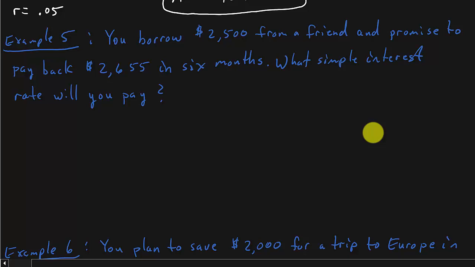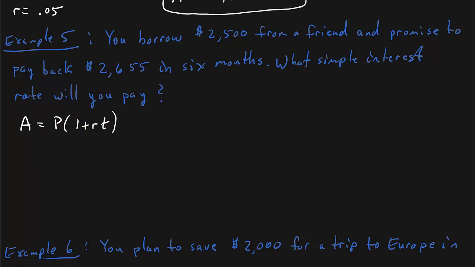All right, so I'm going to use A equals P times 1 plus RT. So look at this. This is the amount that I borrowed. That's my principal. This is the total that I'm paying back. That's A, your future value. Okay.